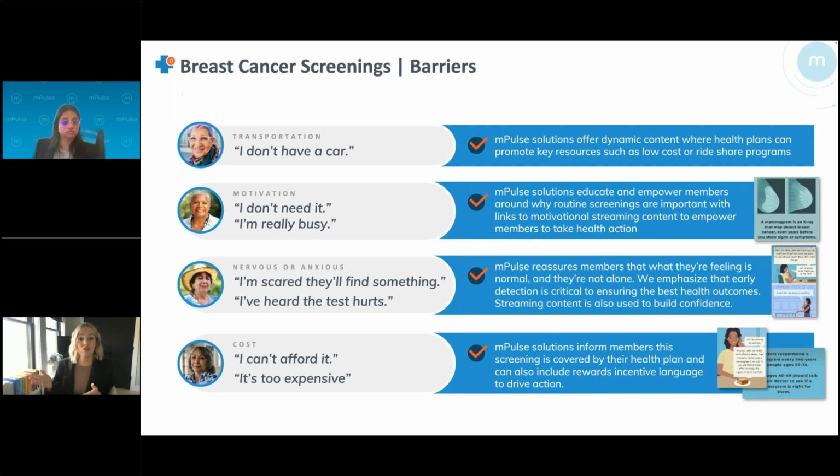And so, like we said, these are some of the top 4 that we try to make sure that we are asking members if they're an issue for them, and then being able to provide solutions. So starting with the top, we see something like transportation. I don't have a car. So obviously, going back to what Shivani mentioned around social determinants of health, this is an access issue. They don't have a way to actually get to the thing.